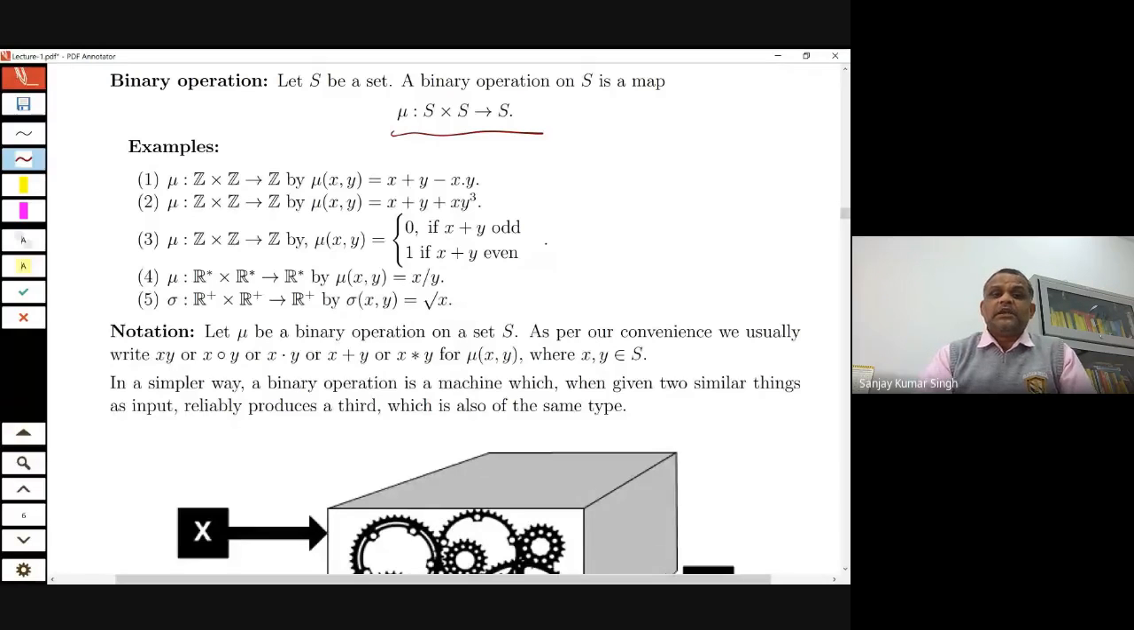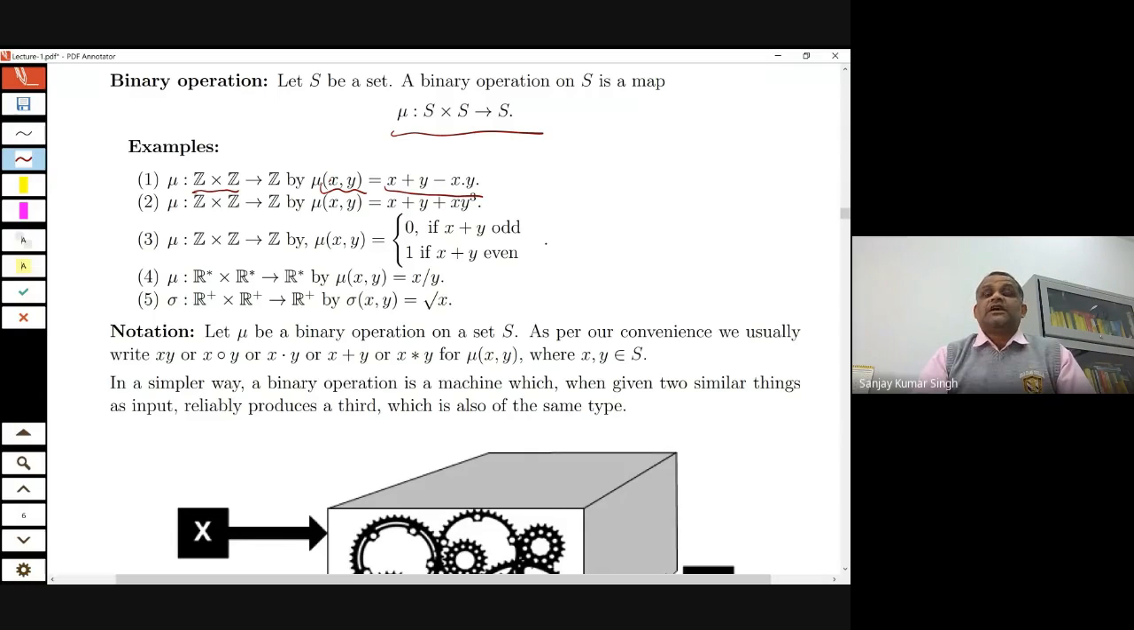For example, you take S equal to Z, then I can define a map which sends (x, y) to x plus y minus x dot y, where plus is the usual addition of two numbers, dot is the multiplication of two numbers, and minus is the subtraction of two integers. Then of course it is a well-defined map, and by definition this is my binary operation.